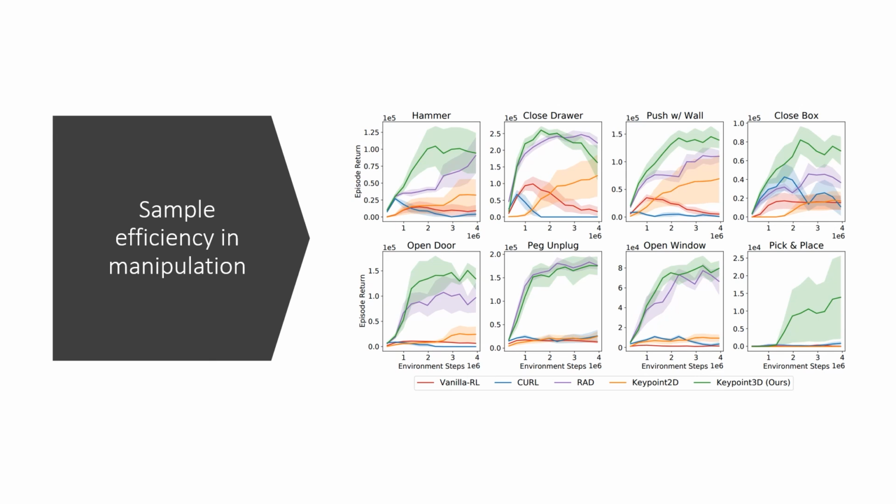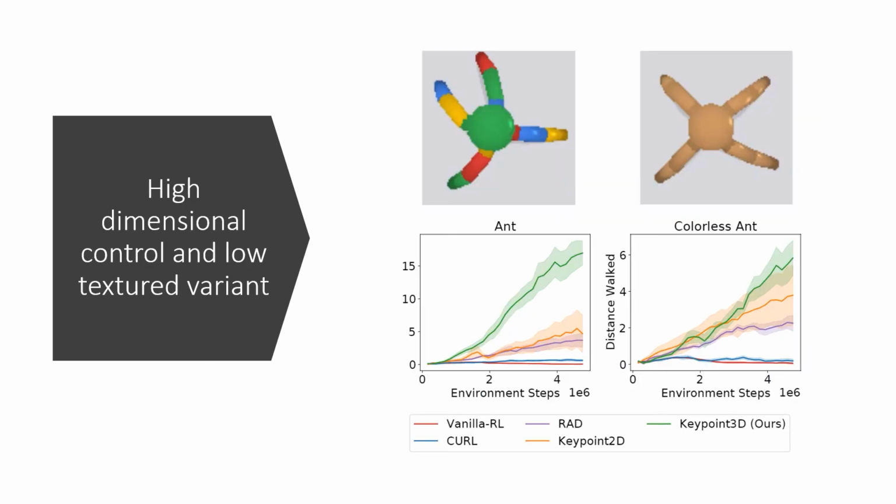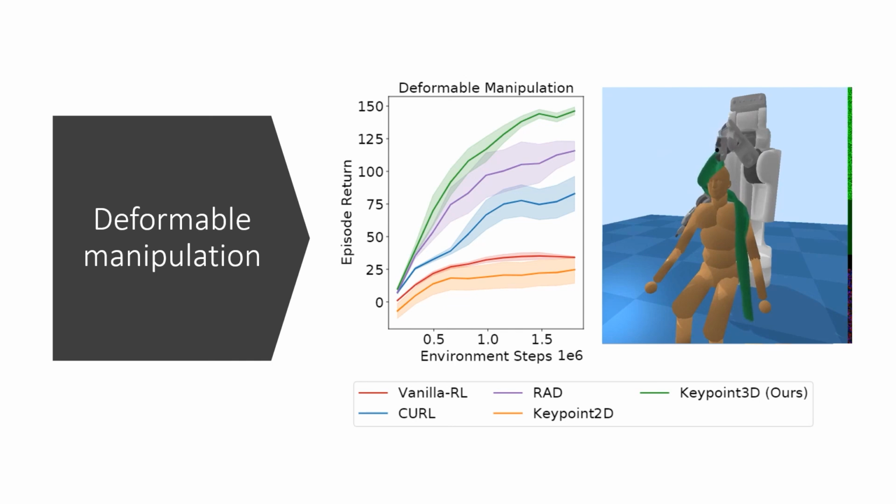In Meta-World, our method outperforms all baselines in a variety of manipulation tasks. Our method also scales up to the high-dimensional control task, Pipelet End, as well as a low-textured variant of it. Our method is also effective in deformable object manipulation. In our scarf dressing environment, our Keypoint 3D method is the most effective one.